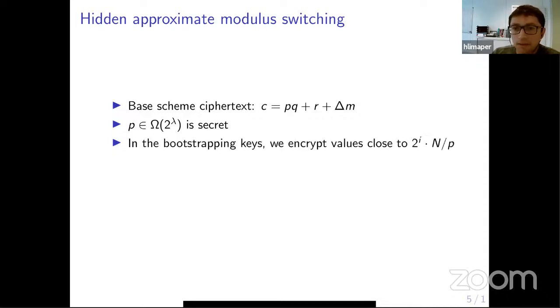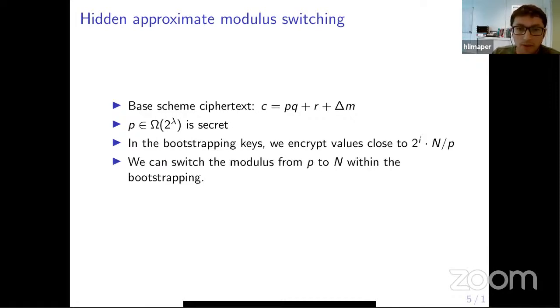So what we do is we encrypt values that are close to these fractions N over P in the bootstrapping keys. Then we can use the bootstrapping keys to replace this P here by this value N, which is public. So it's no longer secret, and it's small enough for the GSW scheme to handle it. At the end of this step, what we get is a GSW encryption of a power of Y that depends on M. Y is simply X squared in this case.